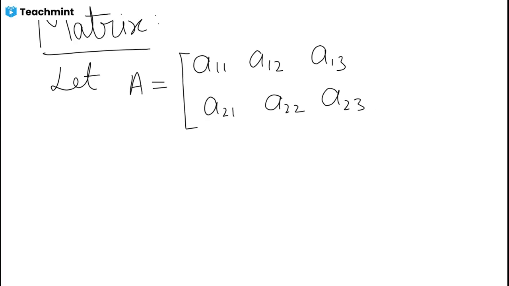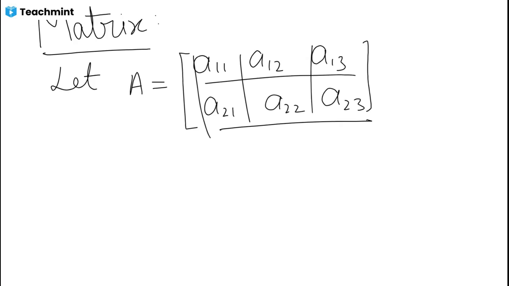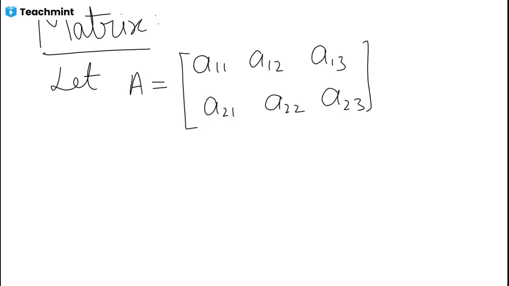And we can also say elements are arranged into rows and columns. Horizontal arrangement is said to be a row and vertical arrangement is said to be a column. Here we have two rows and we have three columns. So we can write here, these are rows and these are columns.